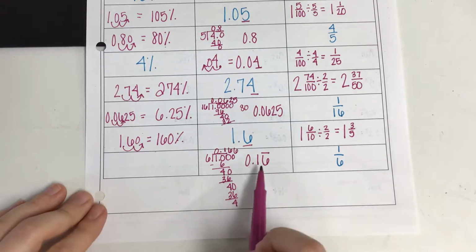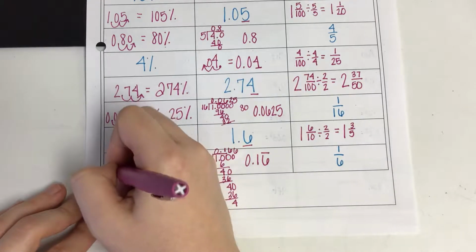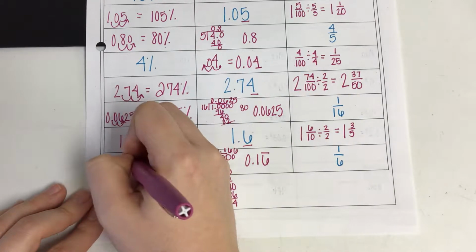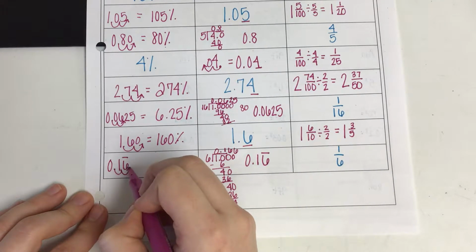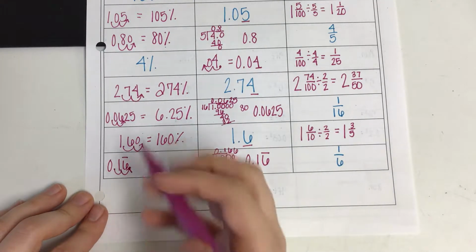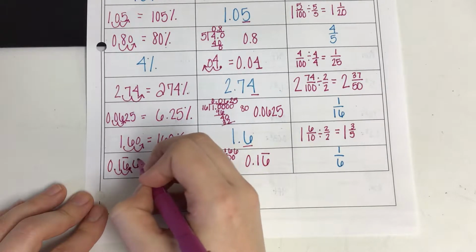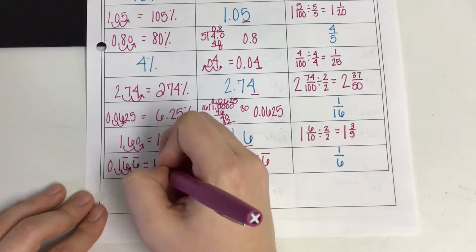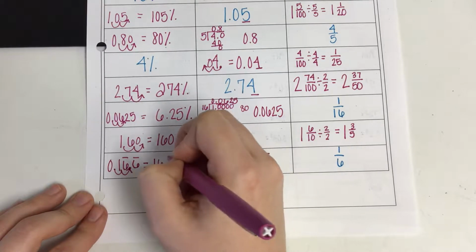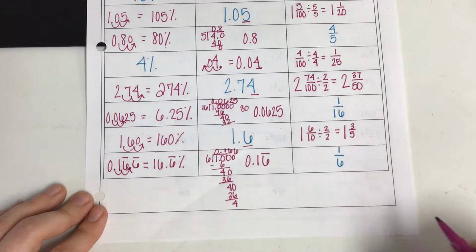Then to change this decimal to a percent, I have 0.16 repeating. To change it to a percent, we move our decimal 2 to the right. However, we have to remember when the 6 is repeating, I still have a 6 behind here that's going on. It's continuing forever, so this is 16.6 repeating percent.